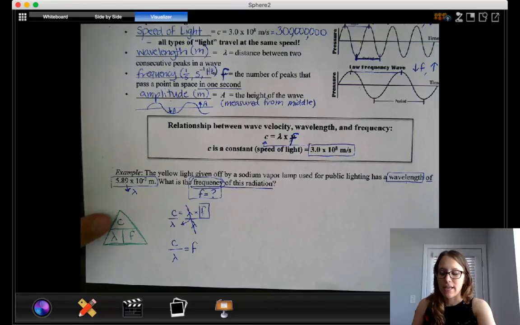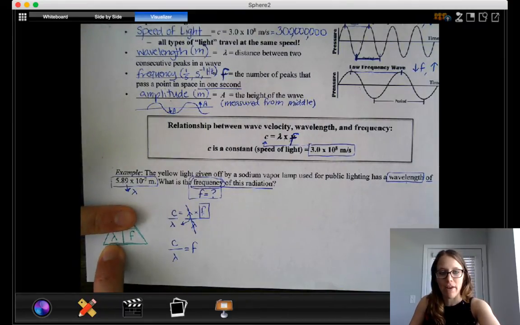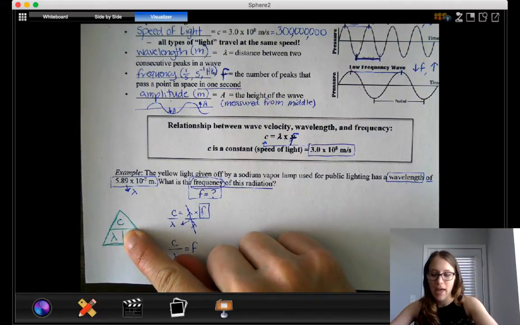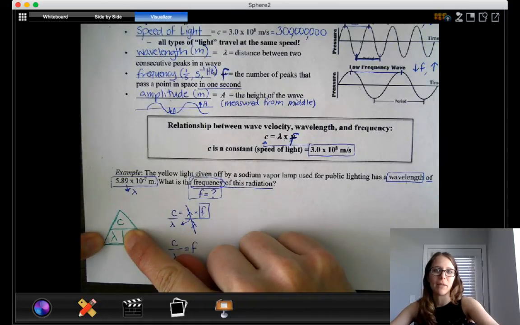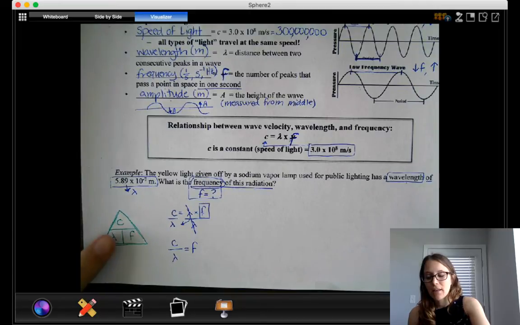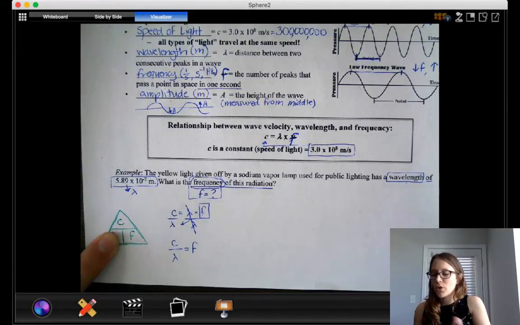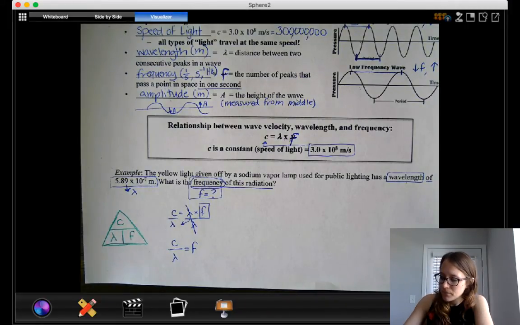equation. For example, if we were trying to solve for c, my equation would be wavelength times frequency because they're on the same line as each other. That's multiplication. In this problem, we were trying to solve for frequency. So if I cover that up, it would be c divided by wavelength, because the c is on top and the wavelength's on bottom. If we wanted to solve for wavelength and I covered that up, it would be c divided by f. So you can use these triangles if that helps you to rearrange your equations.